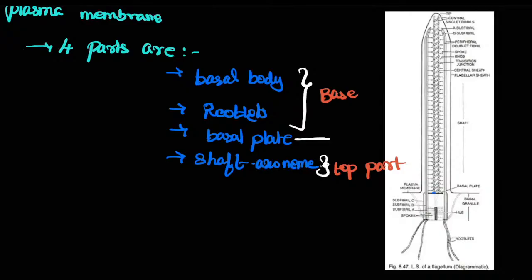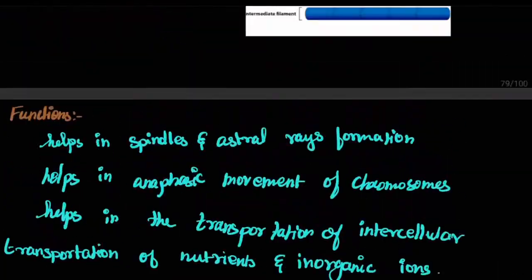Axoneme. It has 9 microtubule doublets arranged in a circle, around 2 central tubules. Okay? I think you can understand this, and if you don't understand, don't worry. I'll just take the picture. Just wait a minute.